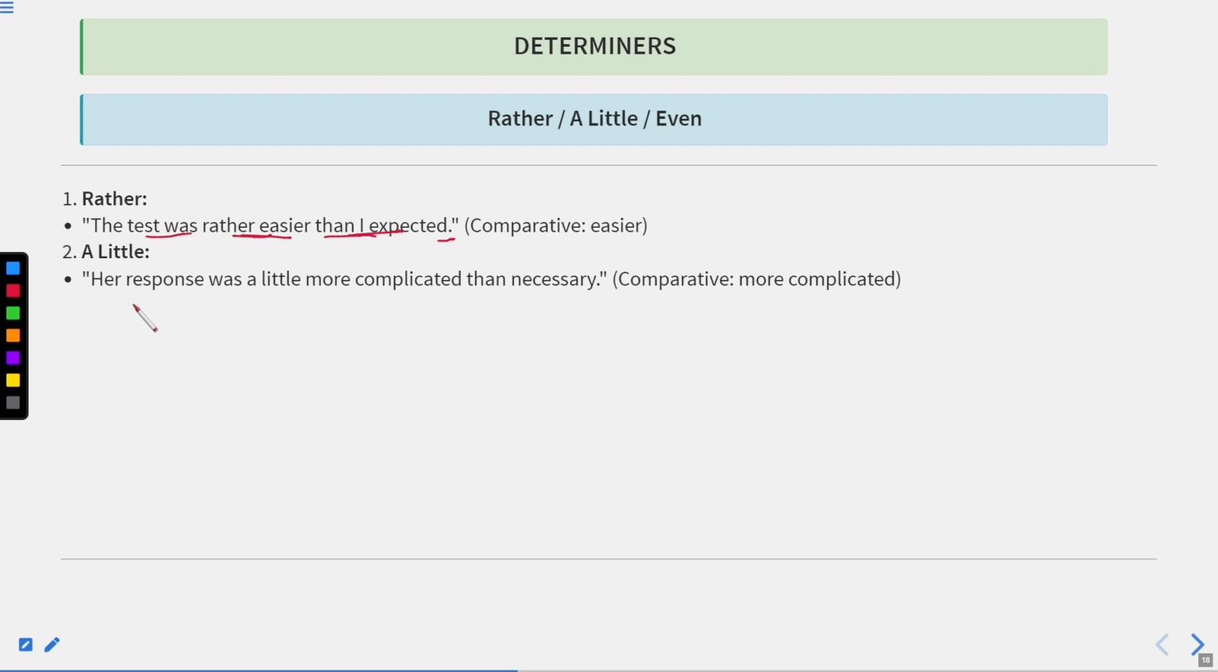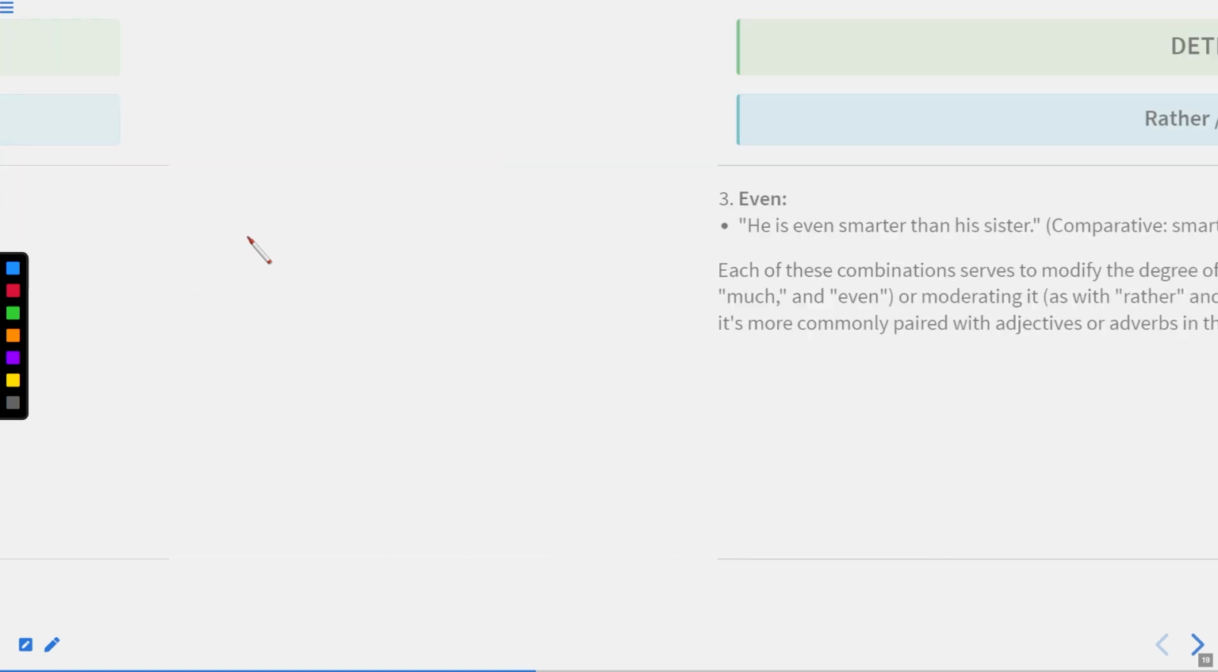Okay, her response was a little more complicated than necessary. A little means some. When we talk about uncountable nouns, we use the phrase a little, and a little is used to show some. Comparative means more. Comparative over here is more complicated. Now let us move to the next one.